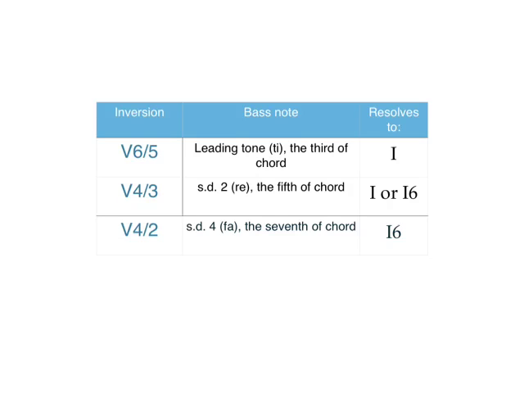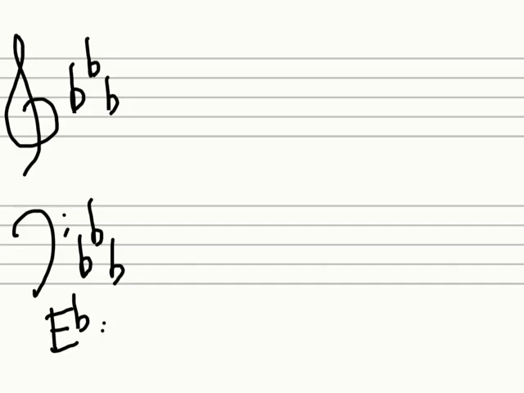the 5-6-5 goes to a 1 chord in root position. The 5-4-3 goes to either a 1 or a 1-6. And the 5-4-2 goes to a 1-6 only. Let's see how this works in E flat.